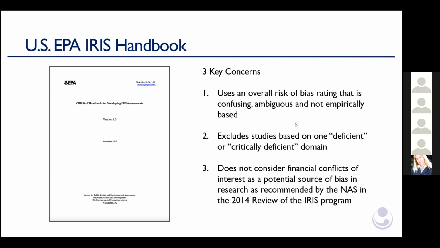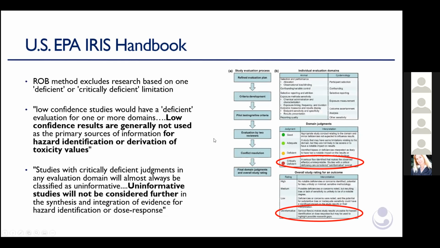So why is this relevant and important? Well, when the IRIS program is evaluating primary studies, the way this tool operates and functions, it can eliminate a large body of evidence. You can see here on the screen on the left-hand side, it talks about the fact that low confidence results are generally not used for hazard identification or derivation of toxicity values. Now, for a study to get a low confidence result, it only needs to get one deficient rating across 7 domains you can see there on the screen. And then the overall study is rated low confidence, and it can be removed. It isn't considered for hazard identification.